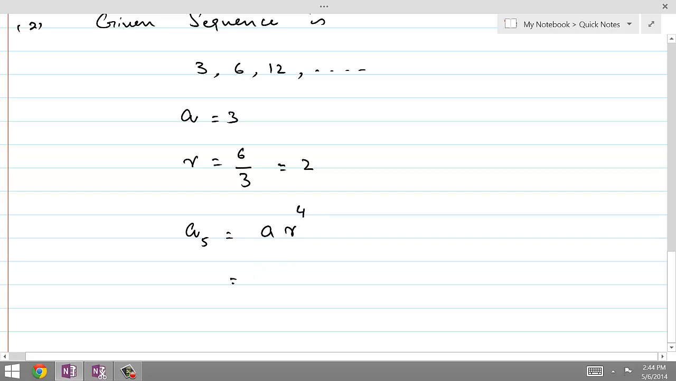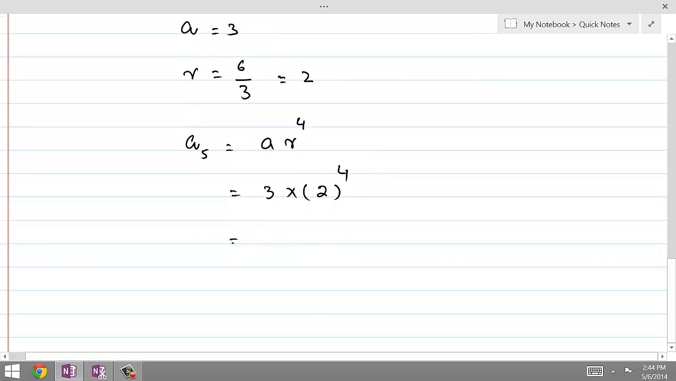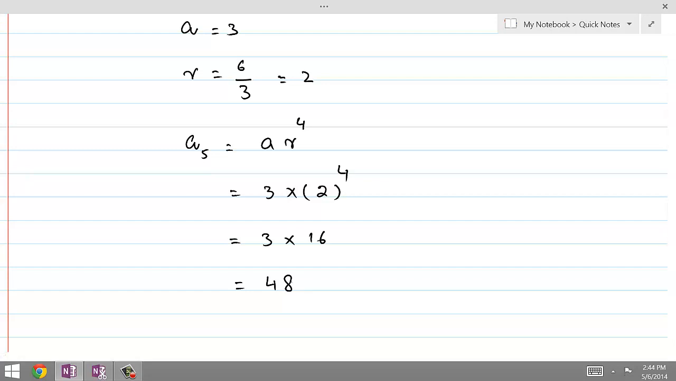So this would be 3 times r is 2, so 2 power 4, and this is equal to 3 times 2 power 4, which is 16. So 3 times 16 is 48. So this fifth term of the geometric progression is equal to 48.